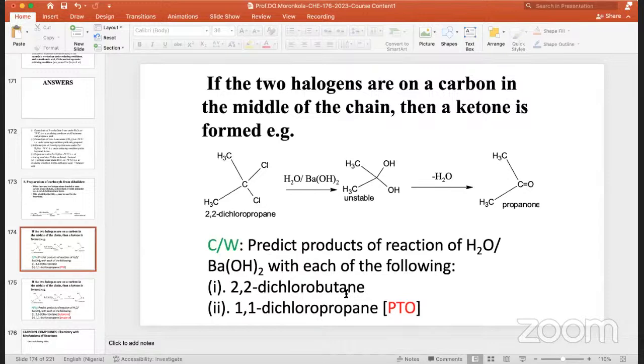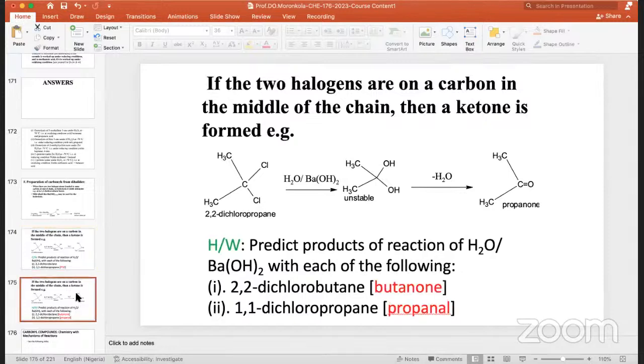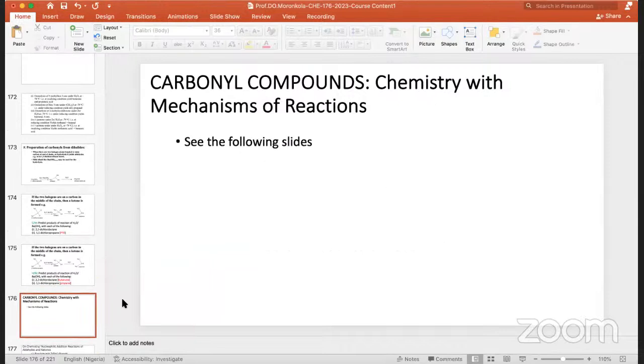And we have said for the non-terminal, it should be able to form what? Thank you, I think you answered me. It should form the ketone, while for 1,1-dichloropropane, you should be able to form the aldehyde. So here, the first one, the 2,2, which is non-terminal dichlorobutane, forms the ketone butanone, whereas the terminal 1,1-dichloropropane forms propanal, the aldehyde.